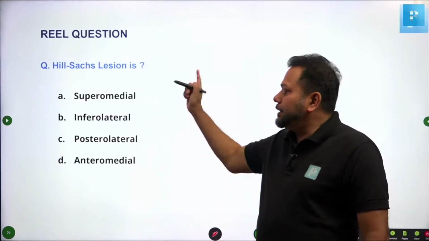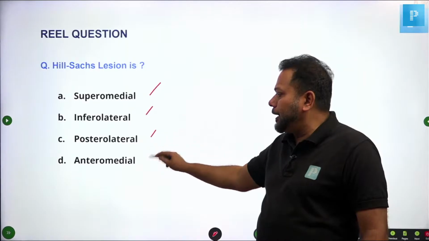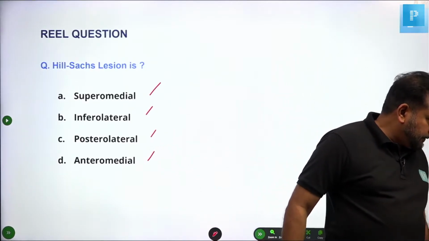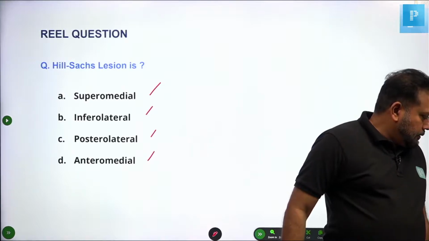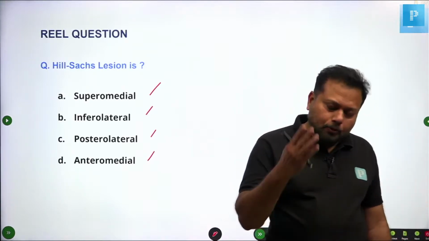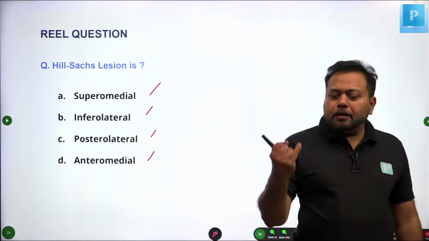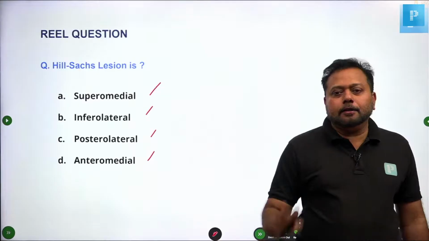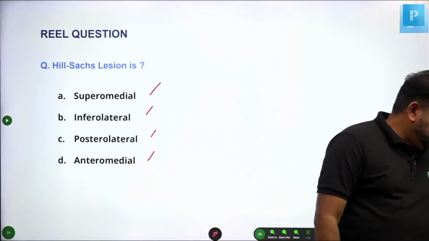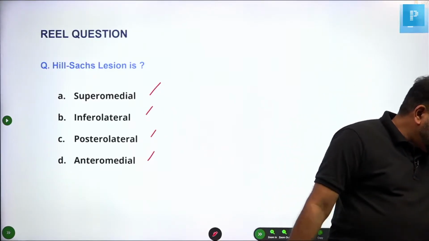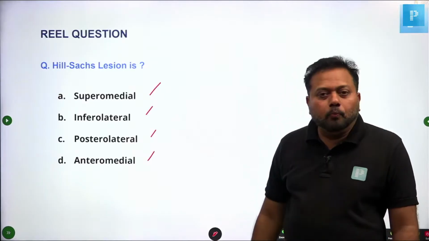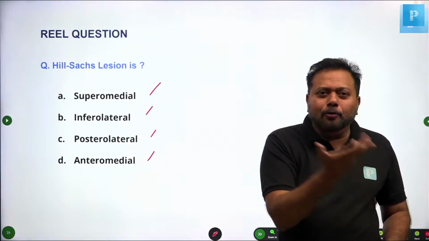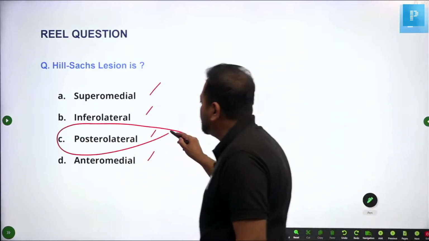Hill-Sachs lesion is superomedial, inferomedial, posterolateral, anteromedial? Mask-like face in Parkinsonism, you are true. Tremors, rigidity, mask-like face and hypokinesia, these are the tetrad of Parkinsonism. Whichever way you ask, you see how you are answering. Posterolateral, that is superb.